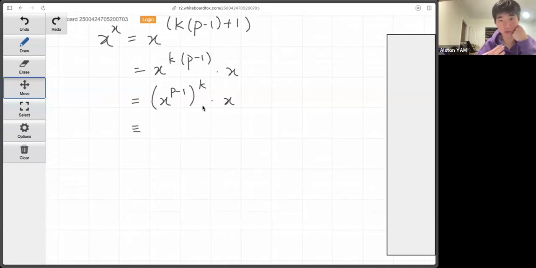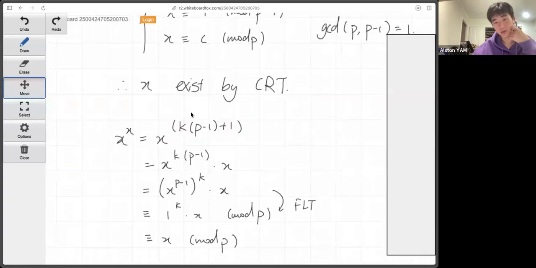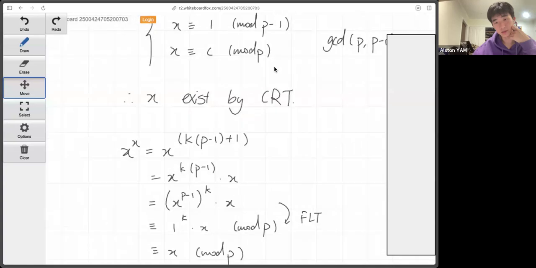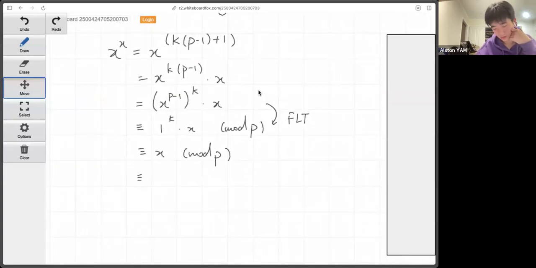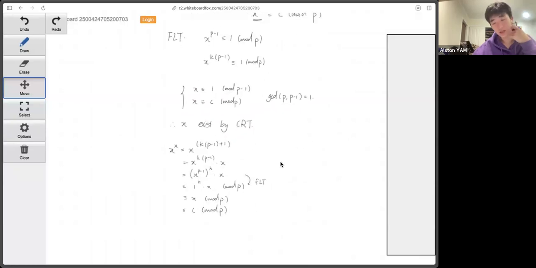And now I am looking under mod. So I'll use the triple equal, which is the congruent sign. That will be congruent to 1 to the power of k times x mod p, because this step is just by FLT. And that will be congruent to x mod p. So if we have that equal to x mod p, but here we also have x satisfies c mod p, then we just have that is congruent to c under mod p. That's actually the entire solution to this problem.